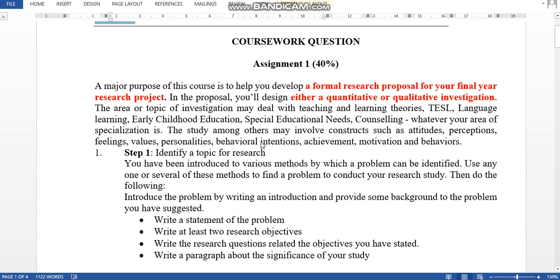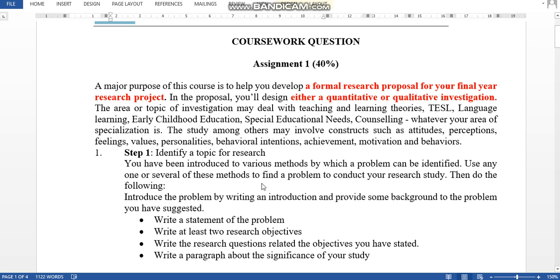If you are a TESOL student, you can choose something related to TESOL. If you are a special education needs student, you take something related to your area. If you are a counseling student, then you have to choose something related. The reason why I'm saying that you have to pick something related to your field is that when you are doing your final year project, the respective supervisors will definitely expect you to do something from your area where you have some expertise, some knowledge, some background to begin with.